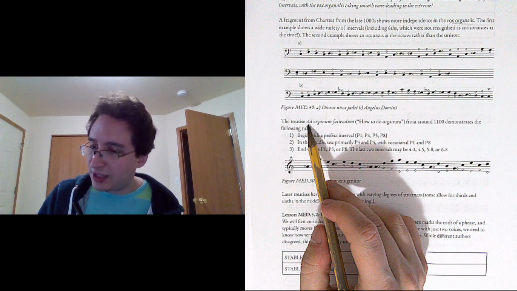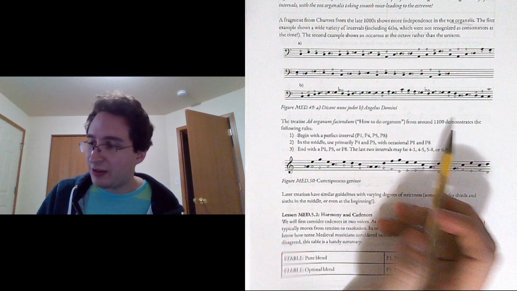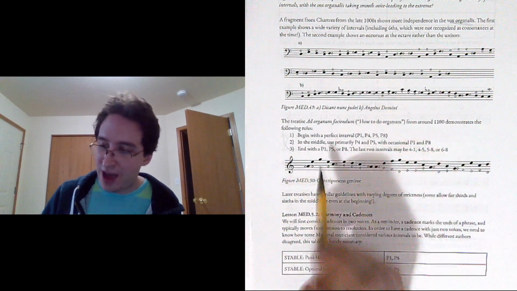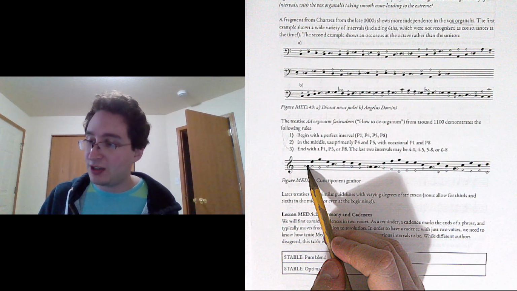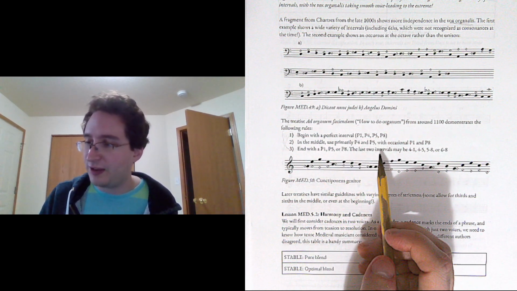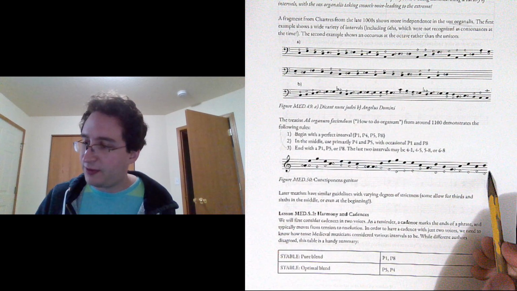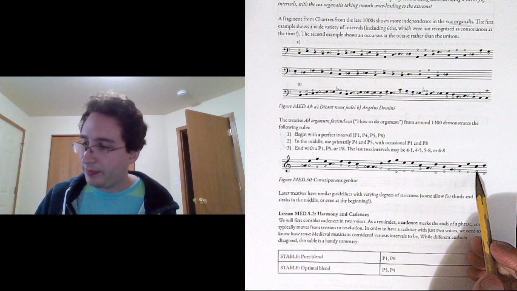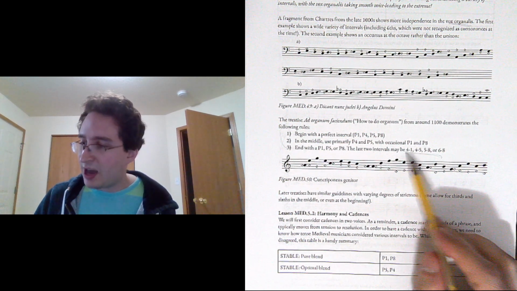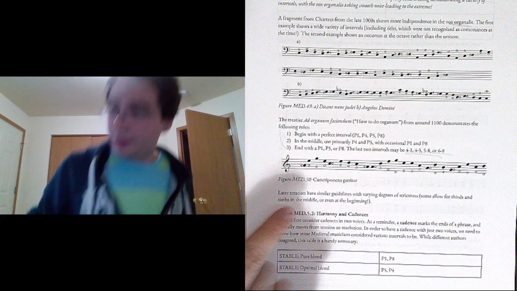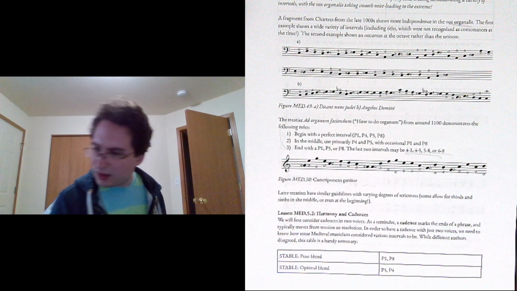This last treatise, Ad organum faciendum, from around 1100, demonstrates some rules that they believed at that point. So begin with a perfect interval. In the middle, use mostly fourths and fifths, with occasional unisons and octaves, and then end with a unison, fifth, or octave. So these were some allowable combinations for the end. Here it's a fifth going to an octave. So let's take a listen to this one.